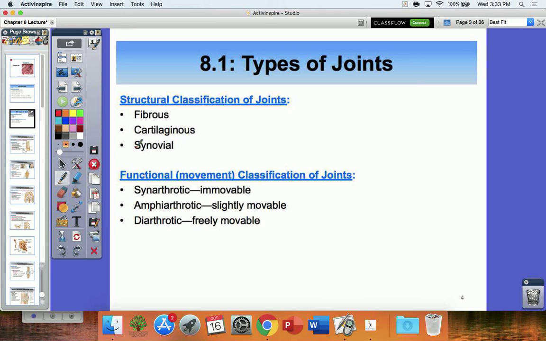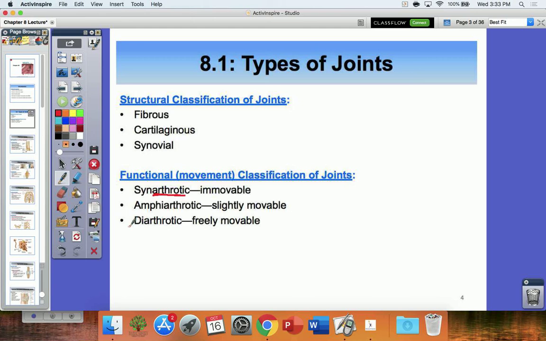And then we can also classify them based on how they move or how they allow for movement. The very first one, again, anytime you see the prefix or the word arthro means joint. And so synarthrotic is going to be a joint that is immovable. If you kind of think about that, these are the ones that don't move at all, like the sutures of the skull that have fused. Amphiarthrotic is going to be those that slightly move. We'll talk about some of those. And then diarthrotic are the ones that are freely movable.